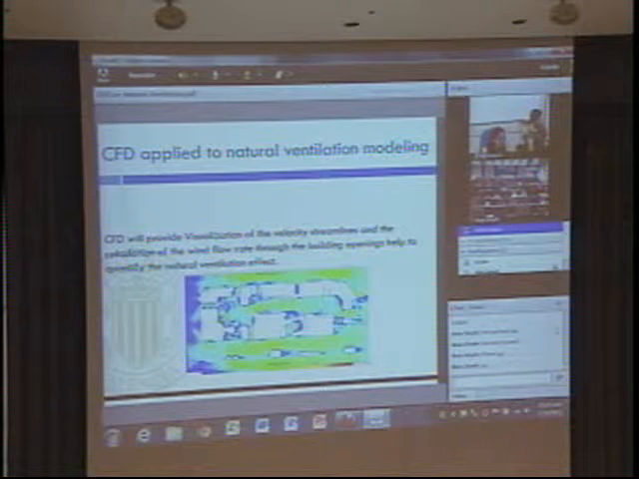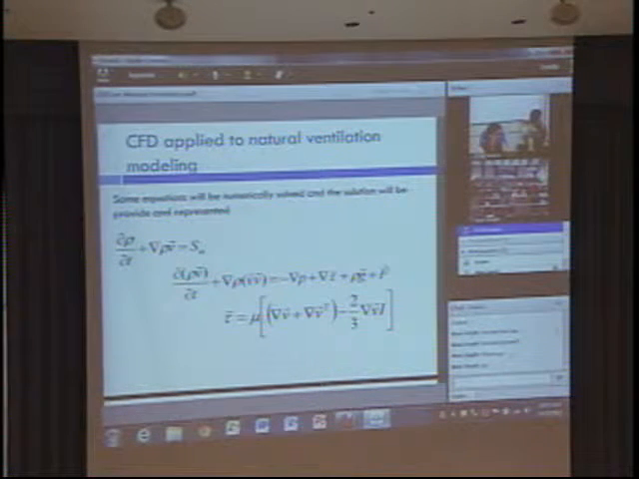CFD techniques will provide the visualization of the velocity magnitudes, direction, and the streamlines. And we can calculate the wind flow rate through the windows or any building openings in the facade to make a quantification of this natural ventilation effect. It's not my objective to show you many equations, but obviously the equation of the movement of air must be considered.